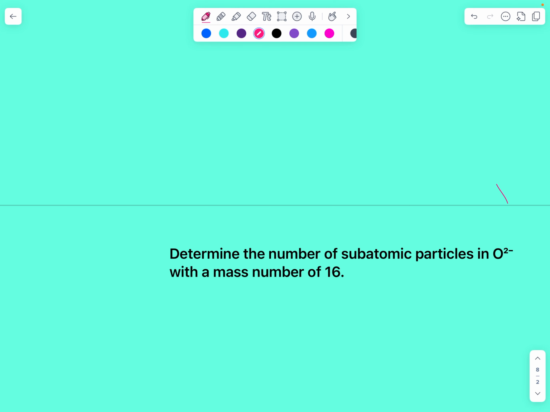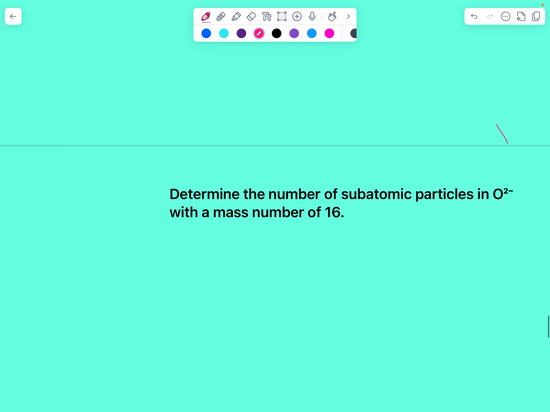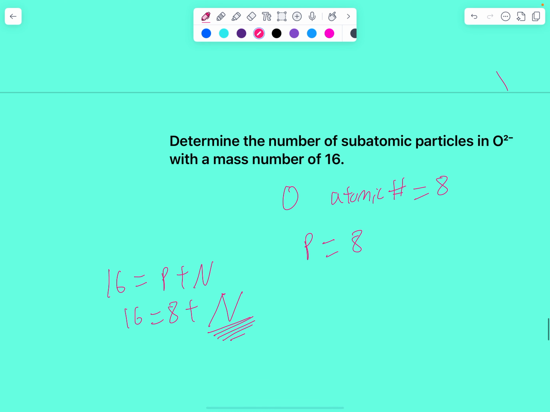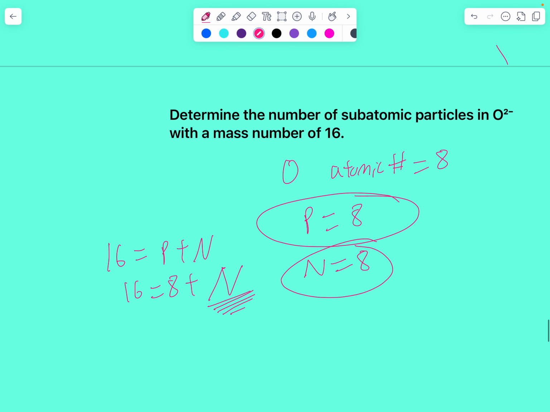So determine the number of subatomic particles in O2 minus with a mass number of 16. I'm looking at the periodic table for oxygen, and the atomic number, let's see what it says. It says 8. So you know what that means? Protons is 8. And then I'm given a mass number of 16. I know the mass number is equal to protons plus neutrons. So 16 equals 8 plus what? 8 plus what gets me to 16? 8, right? So neutrons is 8. We're 2/3 done. Look at that.